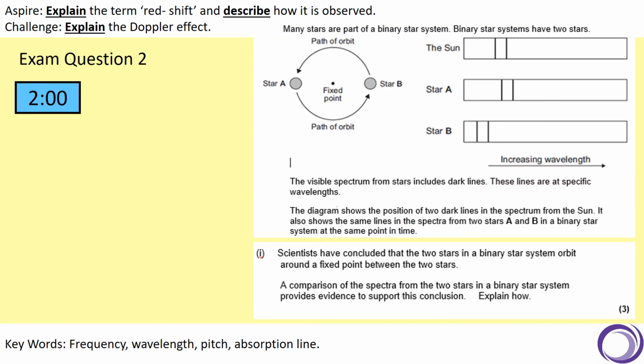Another question for you again. I'm just going to give you 2 minutes for this one. This is specifically about a binary star system. So we've got 2 stars there, star A and star B, that are rotating in a circle around a fixed point. There are quite a lot of binary stars out there, probably more than there are individual stars.